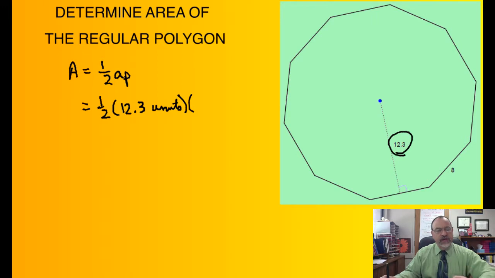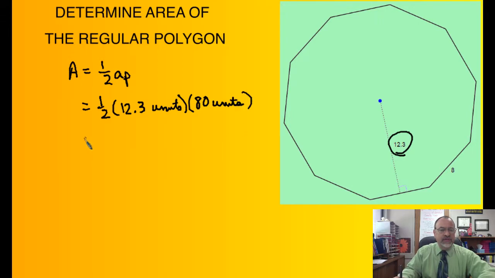But because it's regular, all I have to do is take this one side and multiply it by how many sides I have. And in this figure, I think I have 10 sides. 1, 2, 3, 4, 5, 6, 7, 8, 9, 10. So I have 10 sides. All of them are 8. So 10 times 8 would be 80. So the perimeter is 80 units.